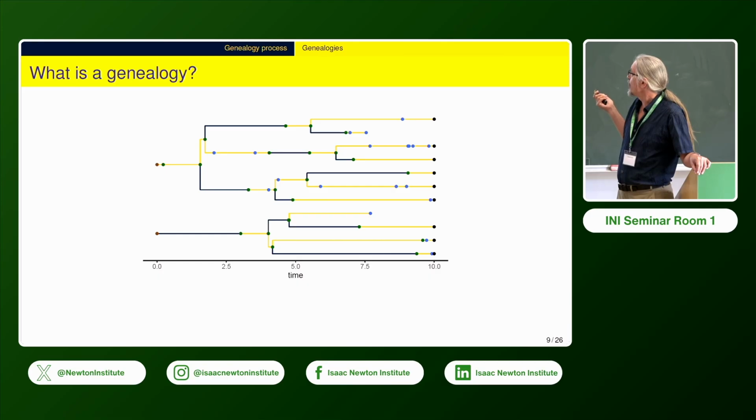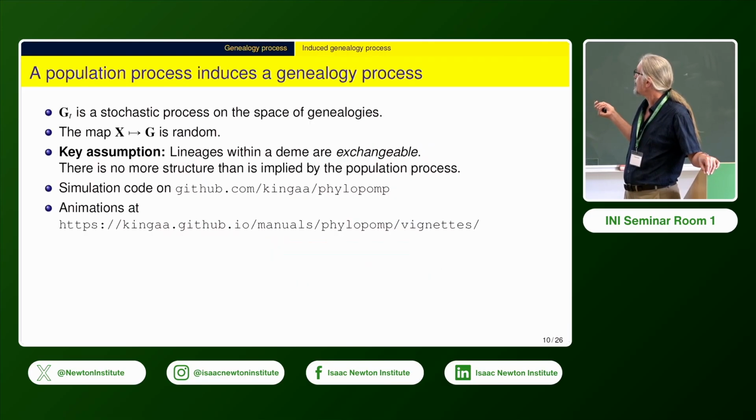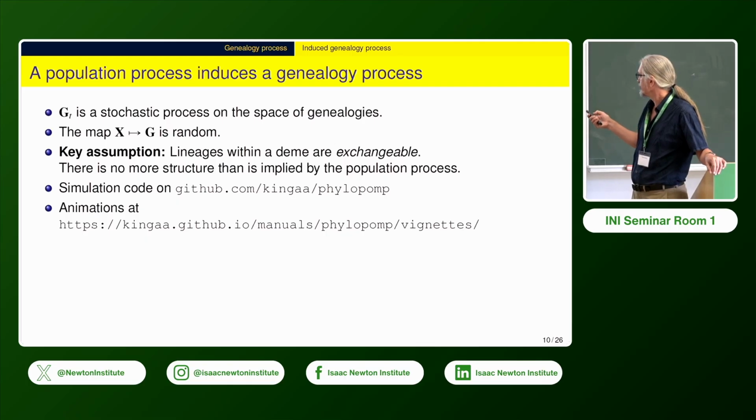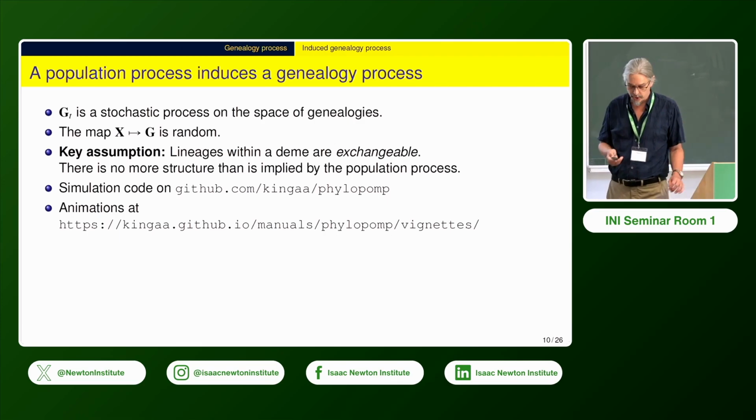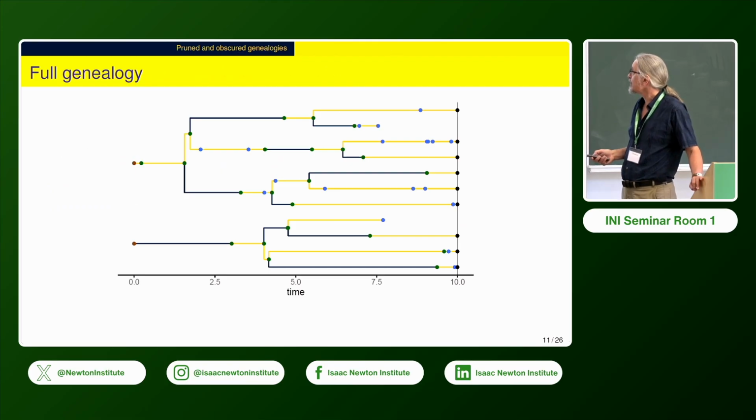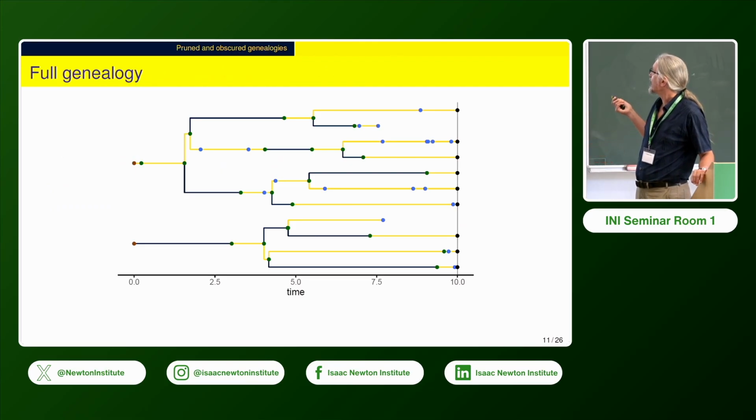So we don't actually observe this. In fact, we only observe the samples. Sorry, I'm getting ahead of myself. So this is just some details about this. If you look at the paper, you can see exactly where this random map from population trajectories to genealogies comes from, the key assumptions that it relies on, and some simulations that you can look at. But we don't see this. In fact, we don't see these individuals at all.